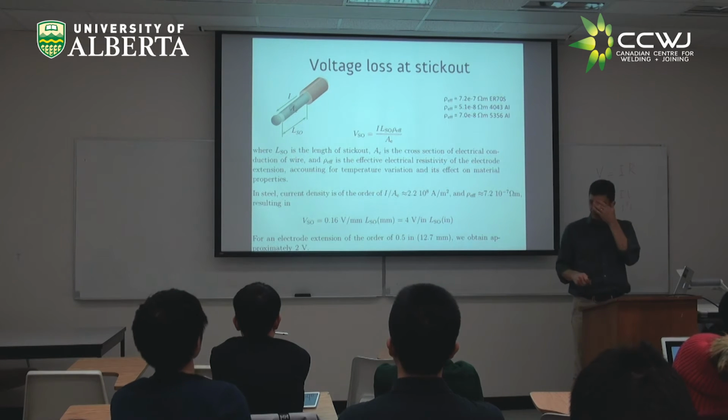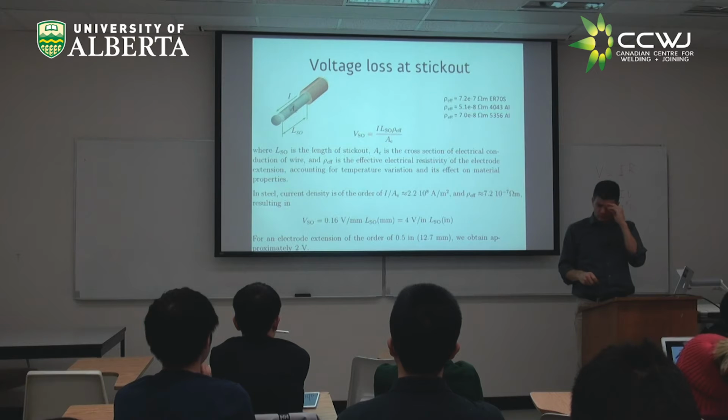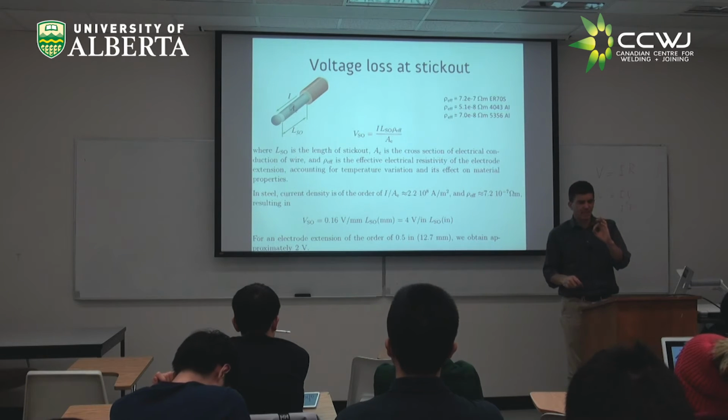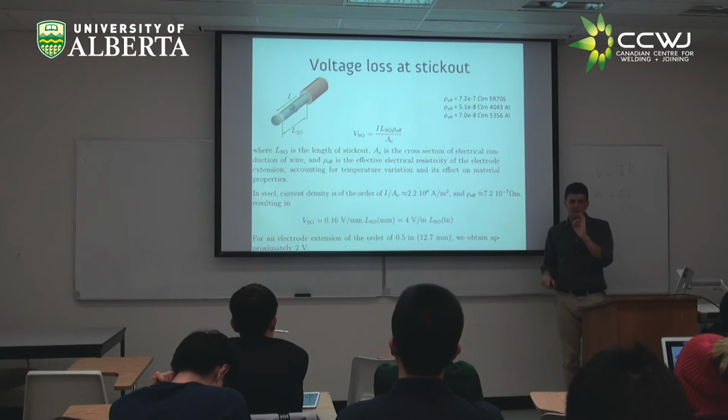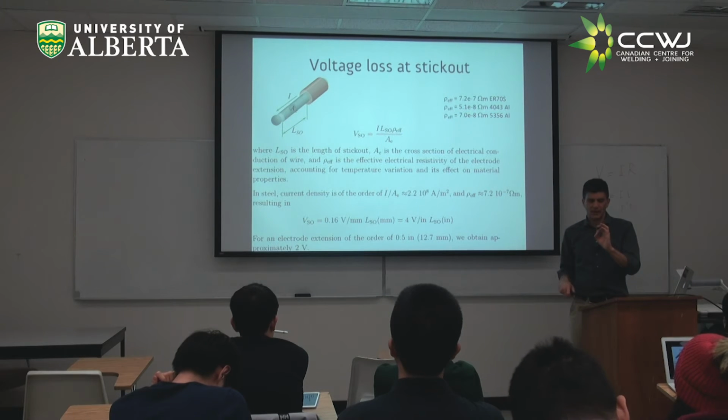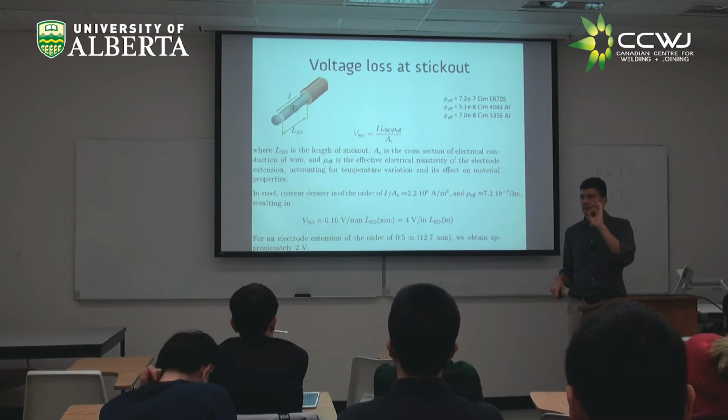For example, in MIG, if I have a wire of diameter D, what would be the cross-sectional area of that wire?